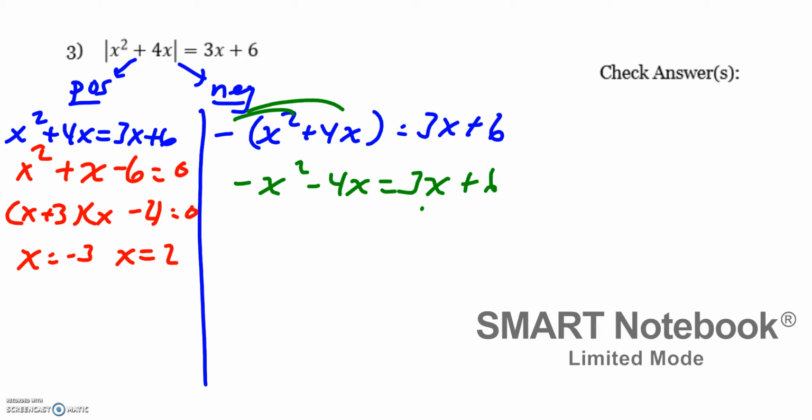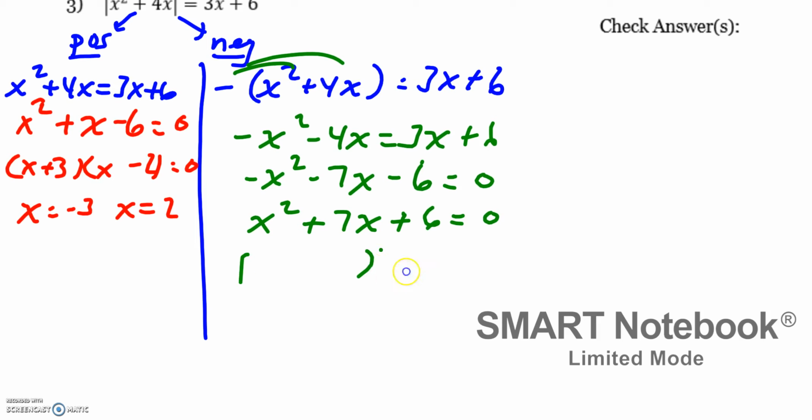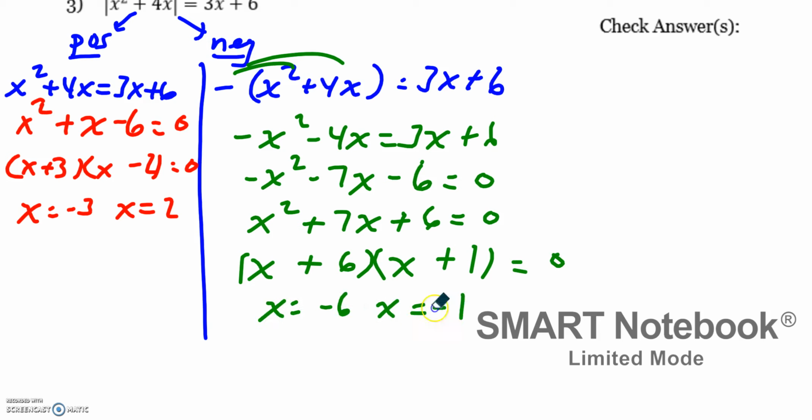which would be negative x squared, move these over, minus 7x minus 6 equals 0. I'm going to divide everything by negative 1 to make my life easier. X squared plus 7x plus 6 equals 0. Let's check to see if this factors as well. X times x is x squared. Two numbers that multiply to be 6 and add to be 7. Why, that's 6 and 1. How lovely. So my two possible answers from here are negative 6 and negative 1.